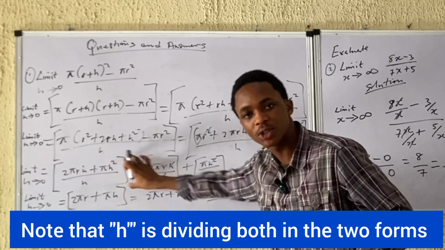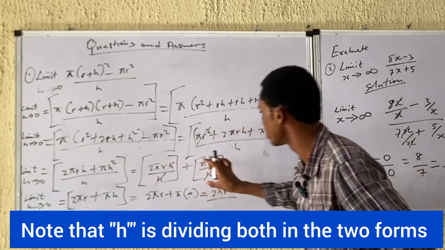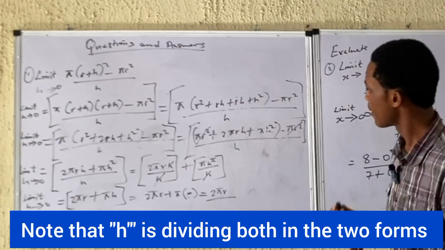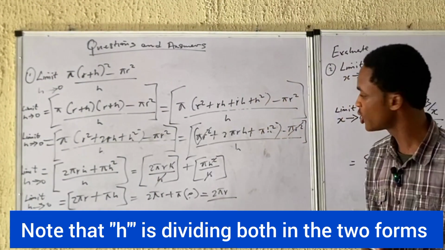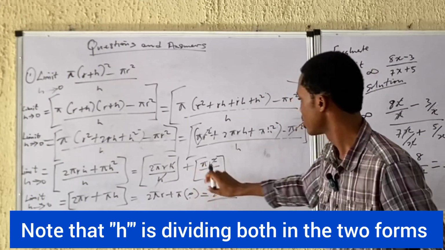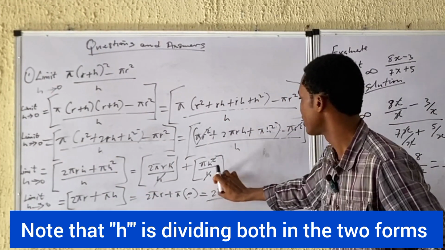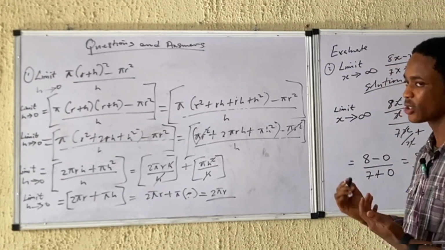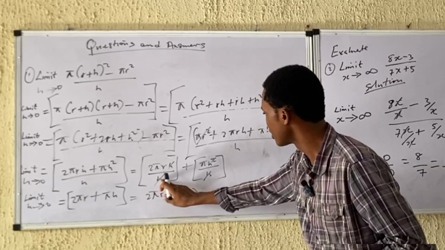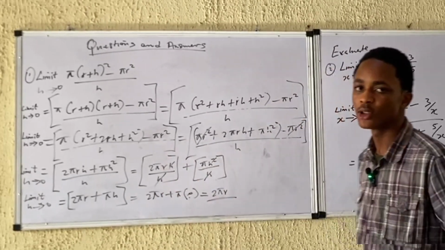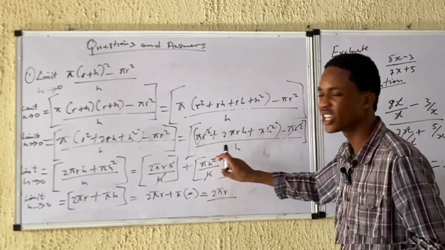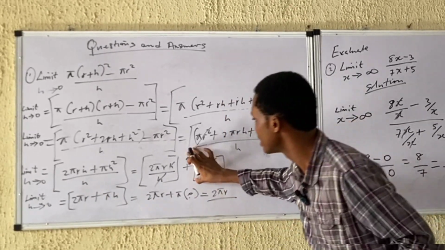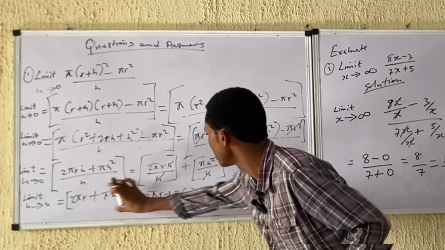this is synonymous to this. You can put it this way, you can put it this way. We just want to expatiate this. Now we have 2 pi ah all over h plus pi h square all over h. It's still the same thing. Now the h tends to cancel out each other. This h cancels this h, leaving behind 2 pi a, while this h cancels this h square, leaving behind pi h.